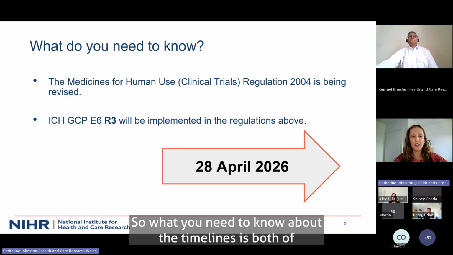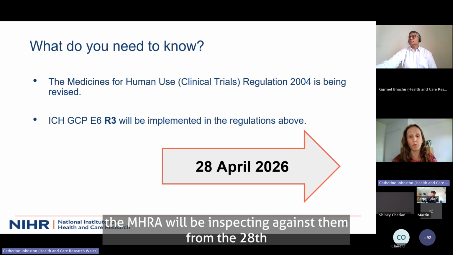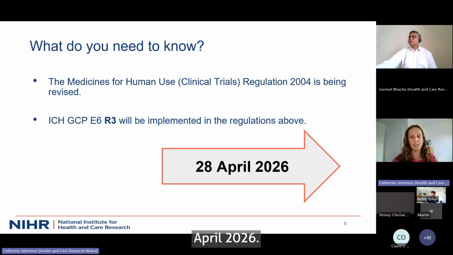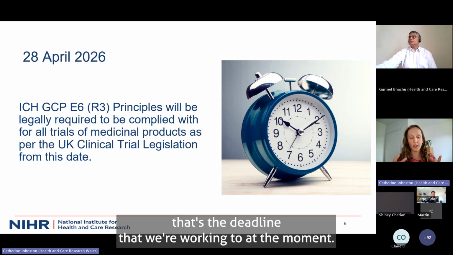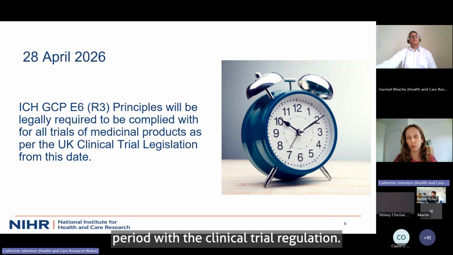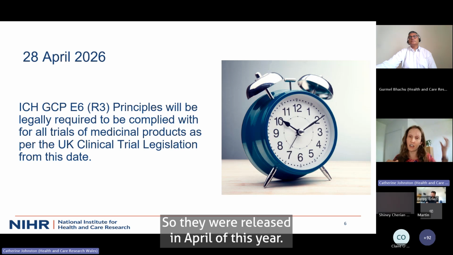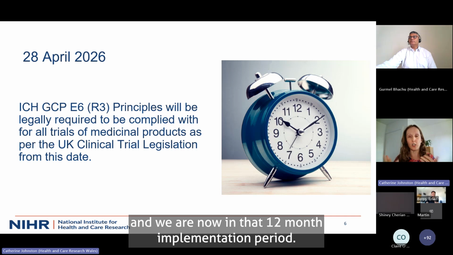What you need to know about the timelines is both of these will be in place, and we are working towards them. The MHRA will be inspecting against them from the 28th of April 2026. That's the deadline that we're working to. At the moment, we are in the middle of a 12-month implementation period with the clinical trial regulations. They were released in April of this year, signed off by Parliament, and we're now in that 12-month implementation period.